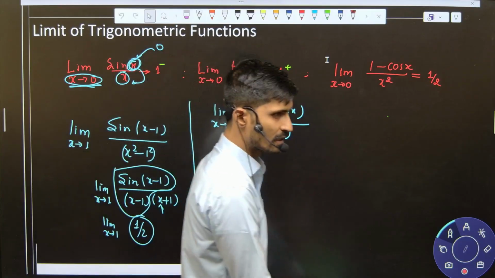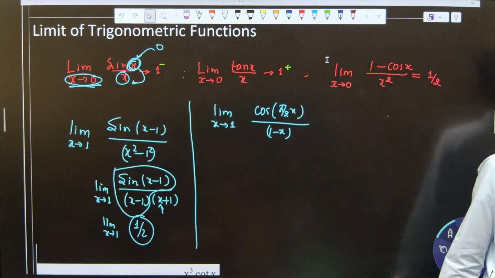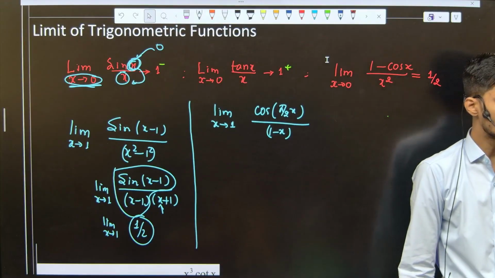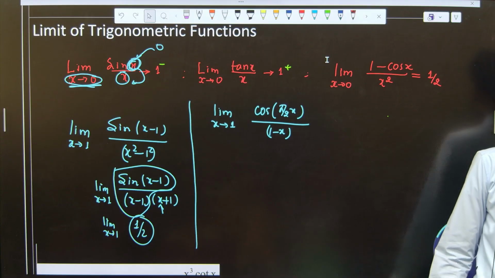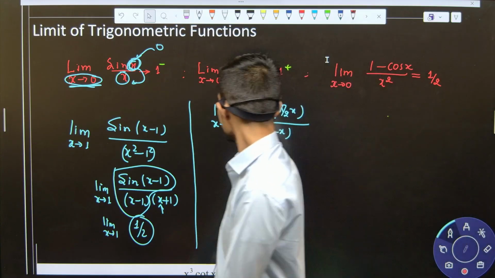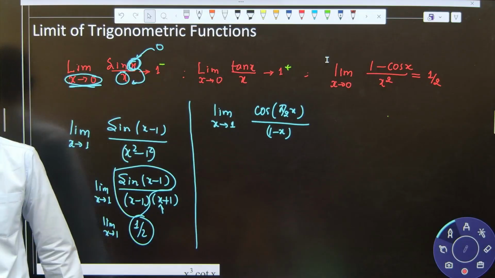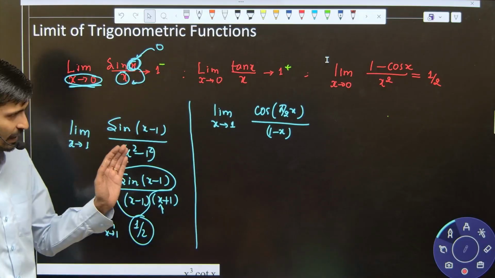One minus x. Okay. Now this is the formula. No, not this is the formula. This is the question. Now let's think about this question.